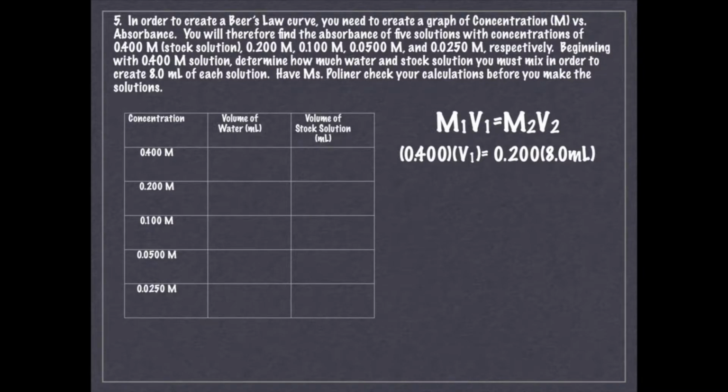I want to know what volume of it I need to add in order to get a dilute solution, so that's going to be my V1. I know that the final concentration is going to be 0.200, and I know that the final volume is going to be 8 mLs, right? I want a final volume for all of these of 8 mLs. So what that tells me is that the volume of stock solution I'm going to add is going to be 4 mLs. So I'm going to add 4 mLs of my stock solution in order to get a final volume of 8 mLs. That means I need 4 mLs as well of water. So 4 mLs of water, 4 mLs of stock solution.